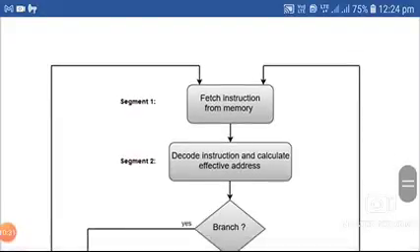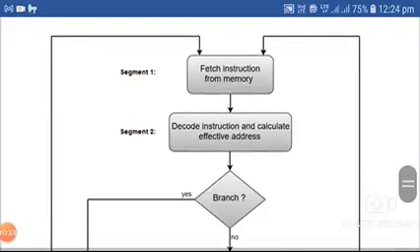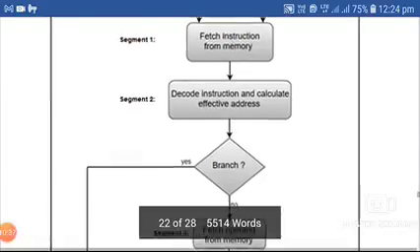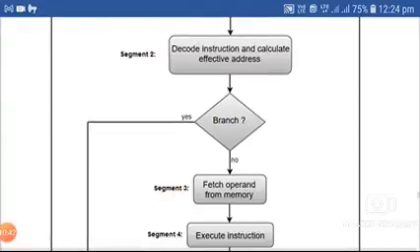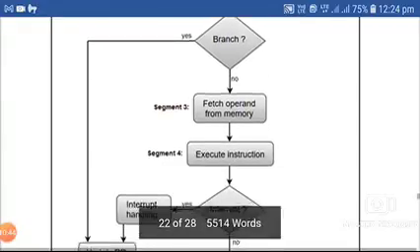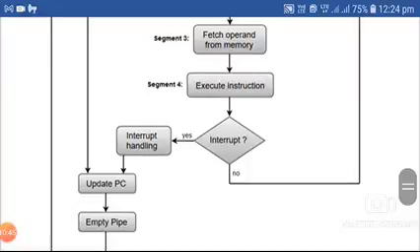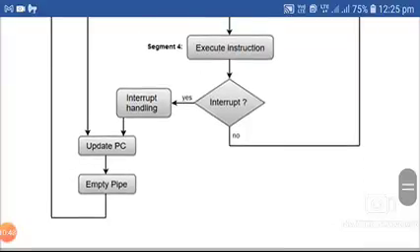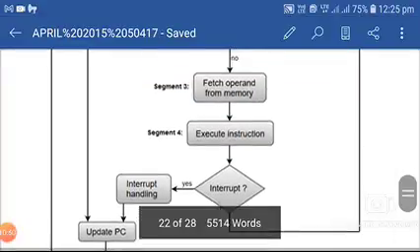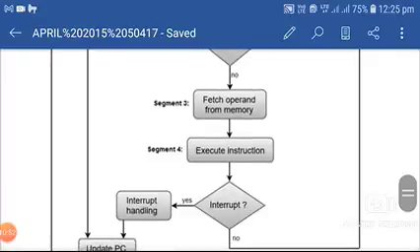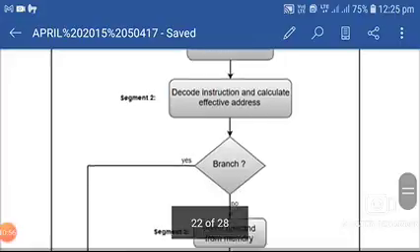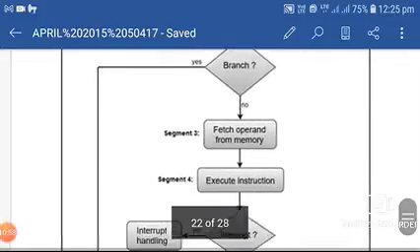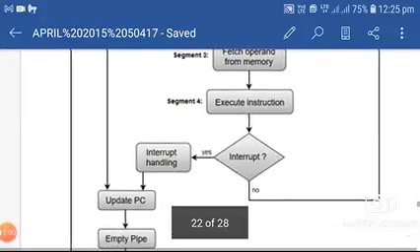This is like a flow chart. In segment 1 we have fetch instruction from memory. In segment 2, decode the instruction and calculate the effective address. Next is a branch. If yes, we go to update PC, then empty the pipeline. If no, we go to fetch the operand from memory, which is segment 3, and execute the instruction in segment 4.